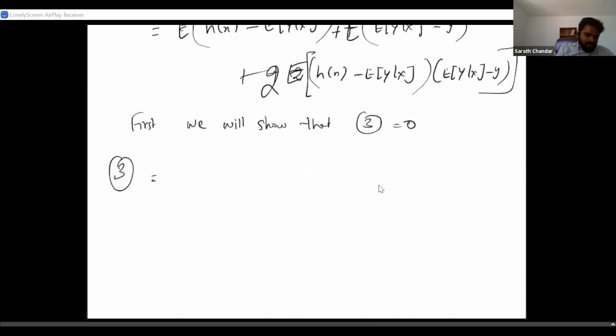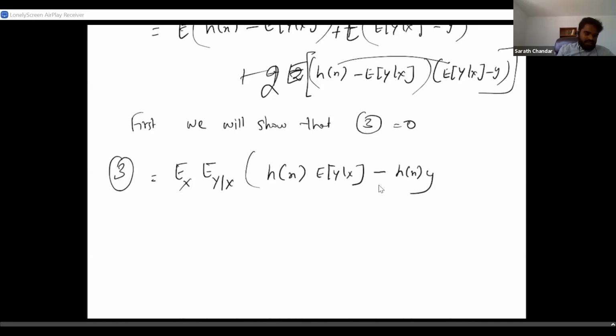So the third component is given by the expectation of this whole term. Now this expectation is with respect to both x and y, so it's expectation with respect to x, expectation with respect to y given x. So you multiply these things inside. It's h(x) E[y|x] minus h(x) times y minus (E[y|x])^2 plus y times E[y|x]. All I have done is multiply these two terms individually.